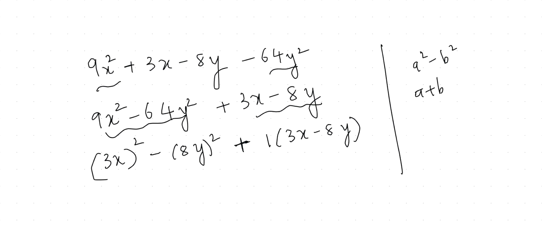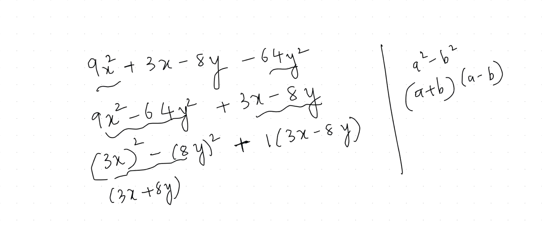So in line with that, you will be able to get 3x square minus 8y square as 3x plus 8y, if you look at 3x as a and 8y as b. So a plus b into a minus b. And of course, keep that 1 aside: 3x minus 8y. So what do you see? 3x minus 8y is common, isn't it?